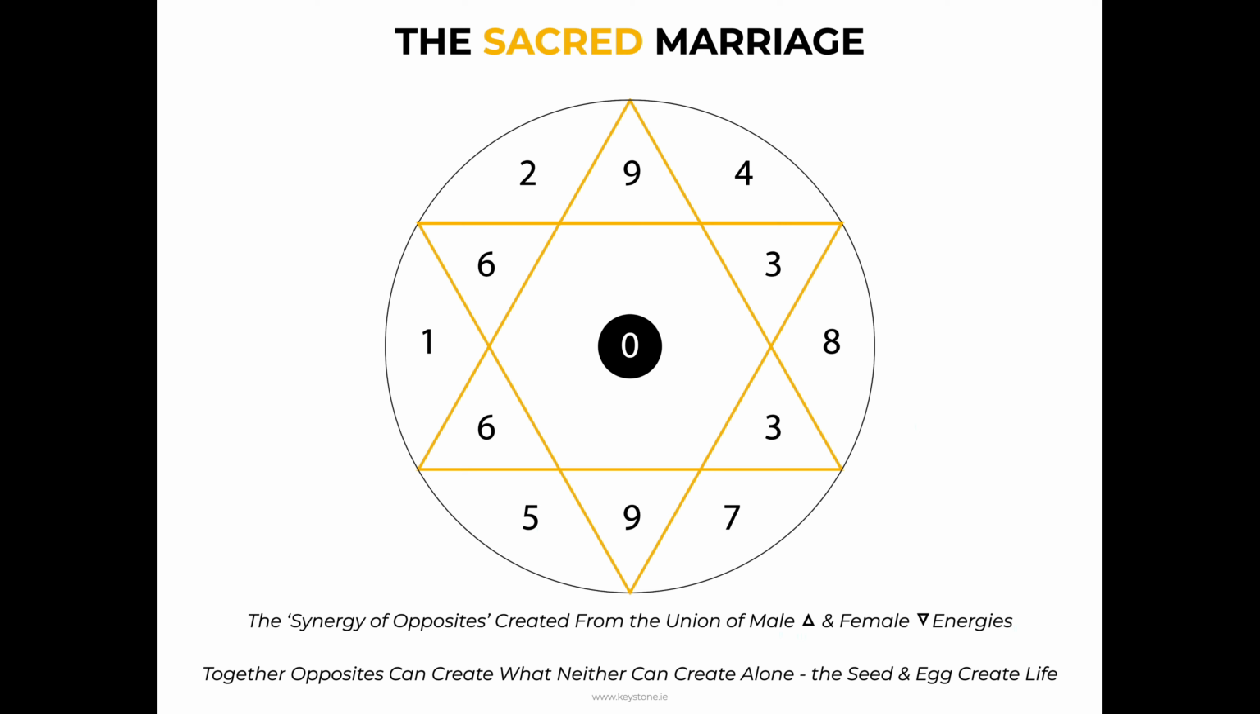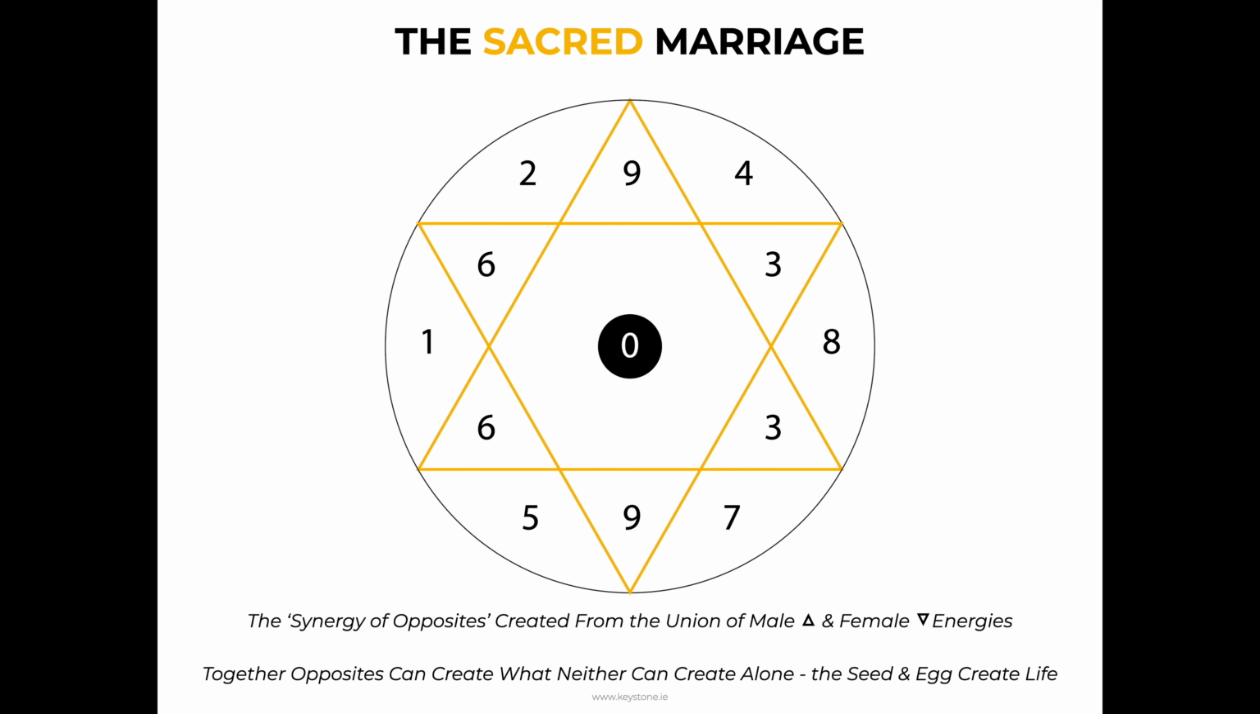Together, opposites can create what neither can create alone. For example, the seed and the egg are both needed to create life. When you join positive and negative charges together, you create light. When you join positive and negative together in your mind, you create enlightenment. Positive thinking only leads to delusion. Negative thinking only leads to depression. But positive and negative thinking together leads to wisdom, because it's balanced.